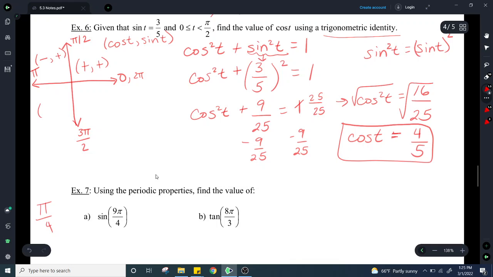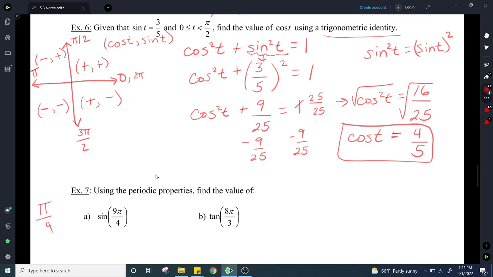In the third quadrant, what happens? X is negative and y is negative. So both your sine and your cosine are going to be negative. Then when you get to the fourth quadrant, your x's go back to positive. So that means your cosine is positive, but your sine, which is really like your y, stays negative.